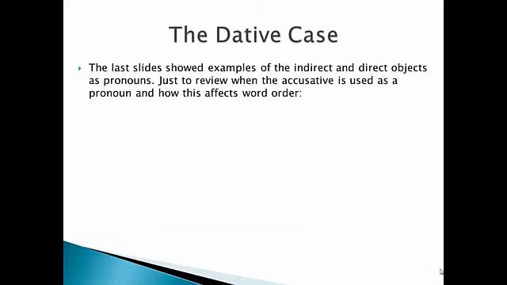So these slides have provided an overview of the dative and accusative objects and statements and what happens to word order when they're used as pronouns. Remember, a good word order to follow is subject, nominative, verb, indirect object, dative, direct object, accusative. The only time we change the order between accusative and dative is when the accusative direct object is expressed as a pronoun. Then it will precede the dative indirect object. Let's look at the last example.